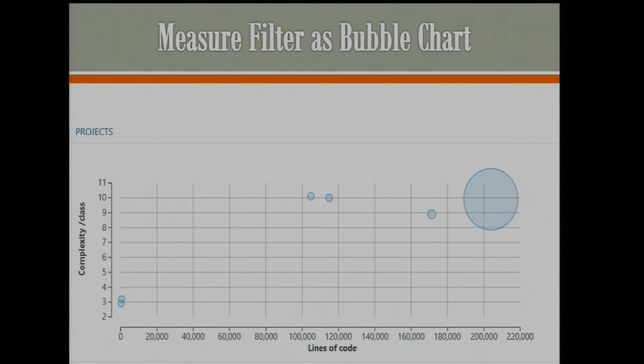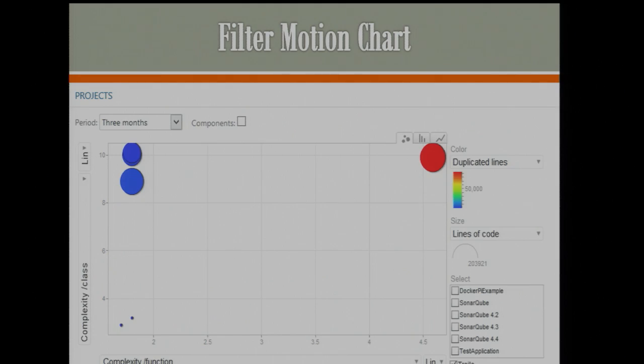The lines of code is depicted on this axis, and the complexity is depicted on this axis. So then you can see how different projects compare to each other, but in a really visual way. And you have another one, that's this one. This is even more advanced. So you can specify the different axes, but you can also specify the color and the size of the round shape. And then you can play it.